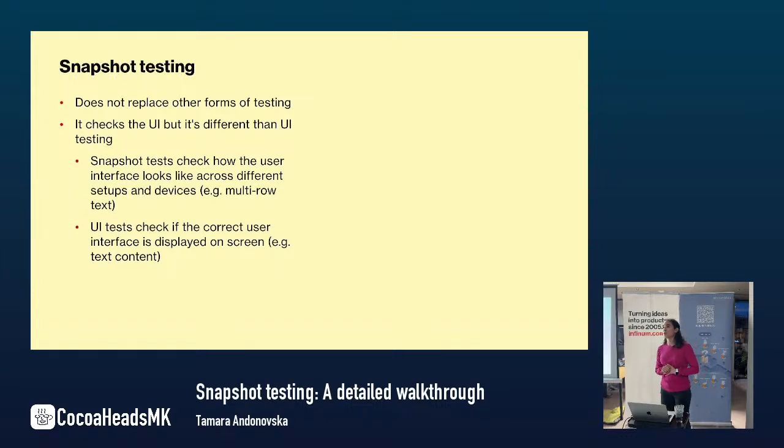To put that into perspective with an example, if you have a label that shows a very long text and it's supposed to go in multiple rows, what snapshot testing will do is tell you how this multi-row text looks on, let's say, an iPhone 11 and an iPhone 14. The UI testing will check if the correct text is displayed on the screen, if you have the right information.